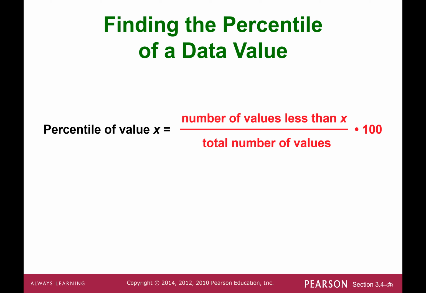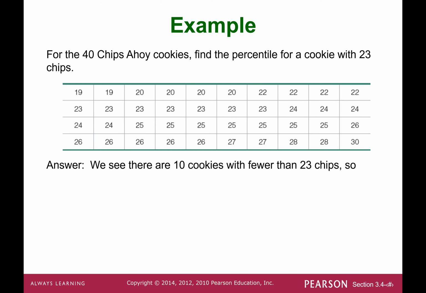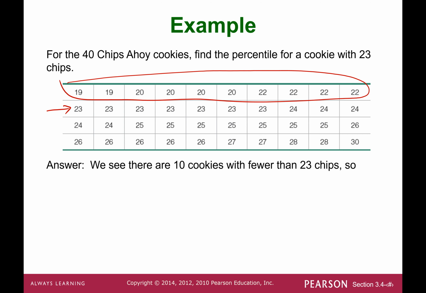Now, in order to find the percentile of a data value, you measure the number of data values less than x, the given data value, over the total number of data values, times 100. For example, we're still using the same example, 40 cookies. Find the percentile of cookie 23. So 23 is right here, the first 23. About 10 numbers are below 23, you can count it. Each row has 10 numbers.